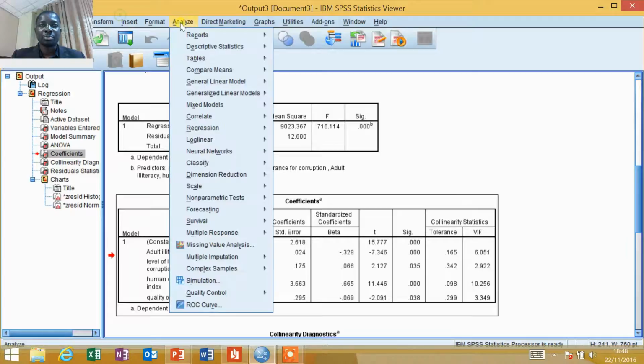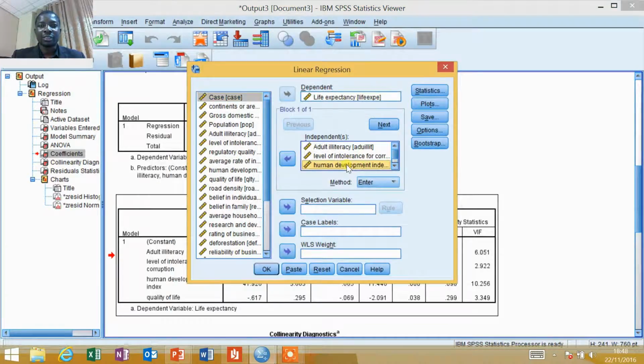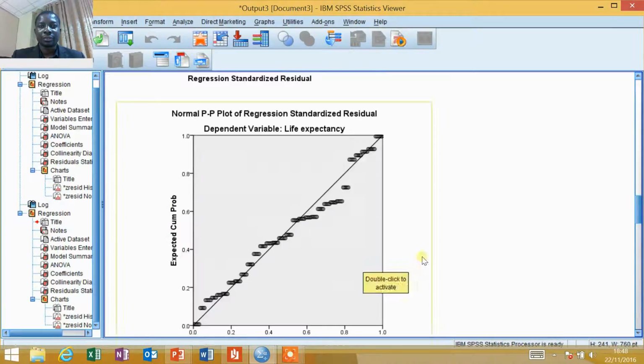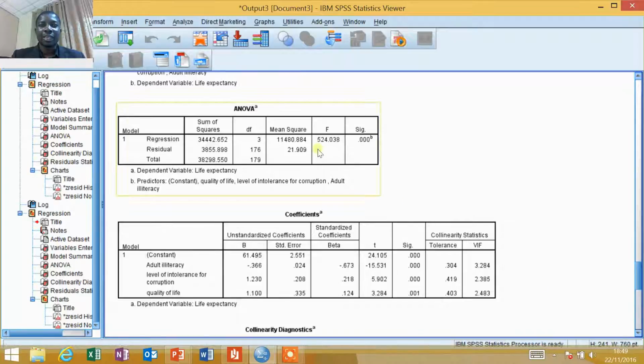So let me go back to my estimation analysis, go to regression, come to linear regression. Now we are dropping human development index and see what will happen to the results. So we click OK. Now if you click the results, the new model shows that the adjusted R square is 0.89, about 89 percent. Our ANOVA is still significant, meaning that there's a joint significance. Then we come back to our variance inflation factor. Now you see that the variance inflation factor of adult literacy has reduced to 3.284, a very low variance inflation factor, and the tolerance is very high, meaning that there's no multicollinearity.